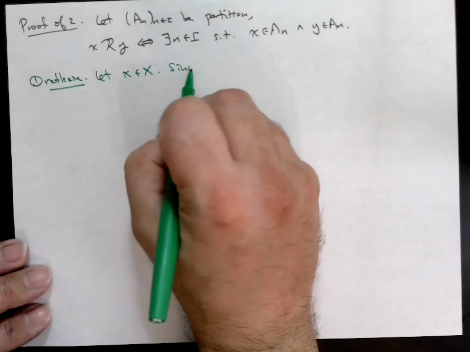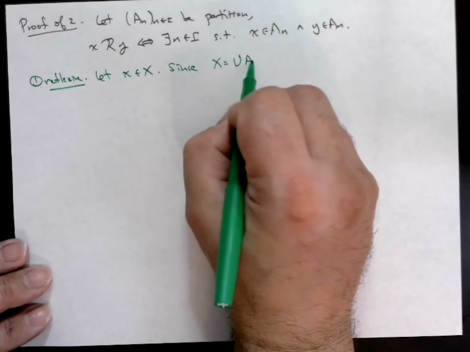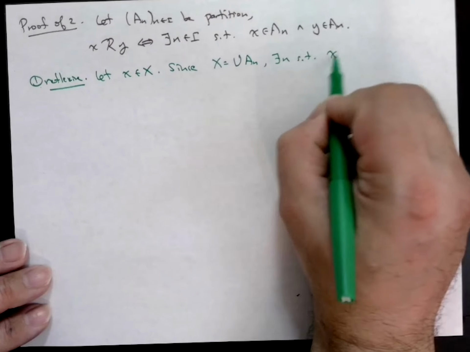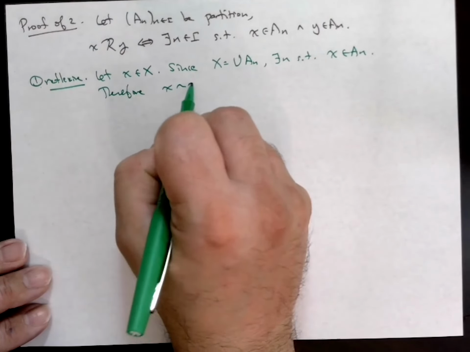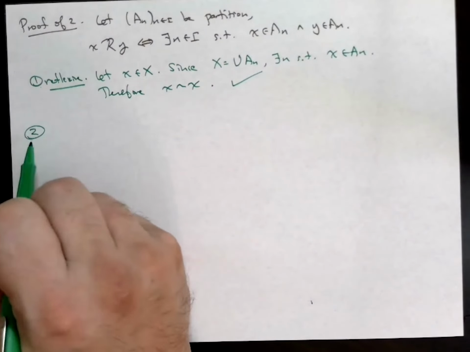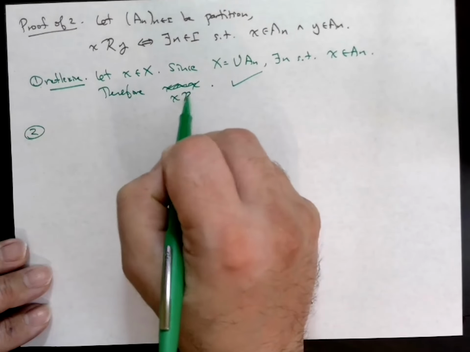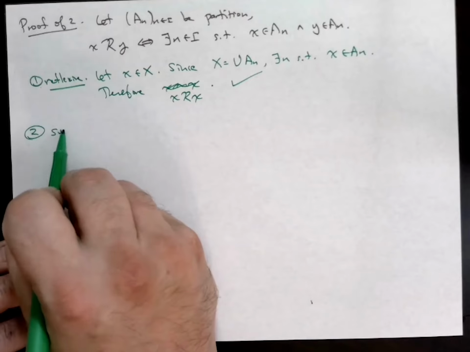Now let's use symmetry. If x relates to y, then by definition, there exists an n such that x is in A_n and y is in A_n. But of course, that means y is in A_n and x is in A_n, which means that y relates to x. Now let us do transitivity.